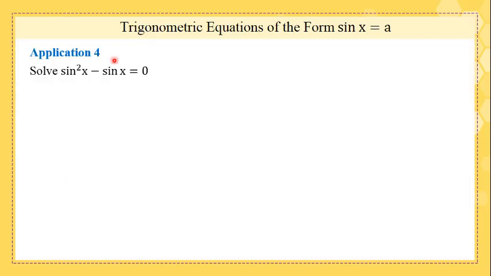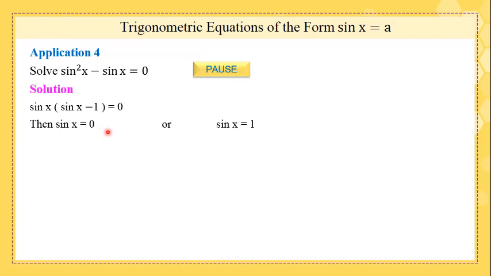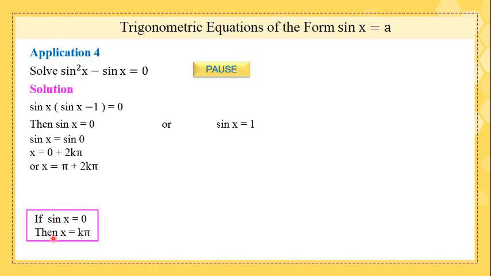As an application 4, please pause the video, try to solve it. Here we take sin x as a common factor, then sin x equals 0 or sin x equals 1. Then replace 0 by sin 0. Sin x equals sin 0, then x equals 0 plus 2k pi or pi plus 2k pi. If sin x equals 0, then x equals k pi.